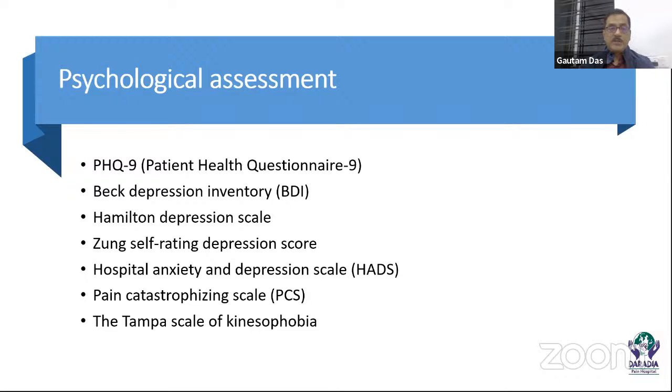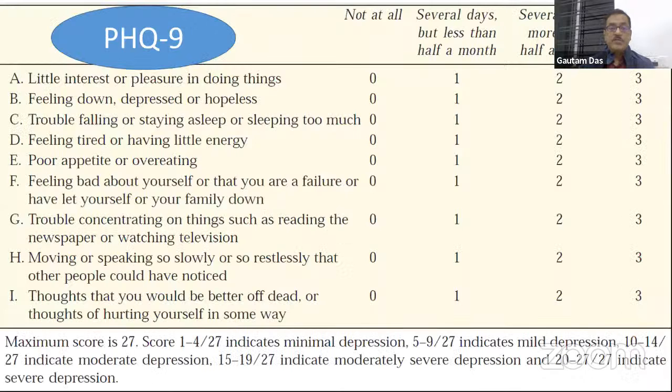We are not psychiatrists, but at least we should have some kind of screening tool. As I told, in our clinic we use the PHQ-9, but there are a few other tools. The PHQ-9 is a free tool, anybody can use it. It is a little elaborate, but all these are basically questionnaires, with different scores. If symptoms are not there at all, then 0. If several days but less than half of a month, then it is 1.